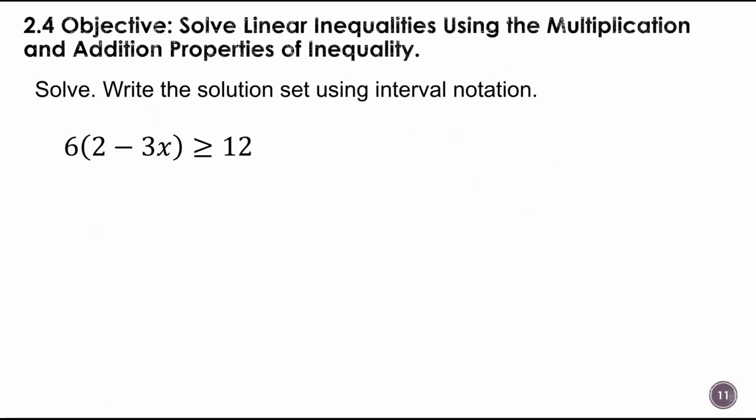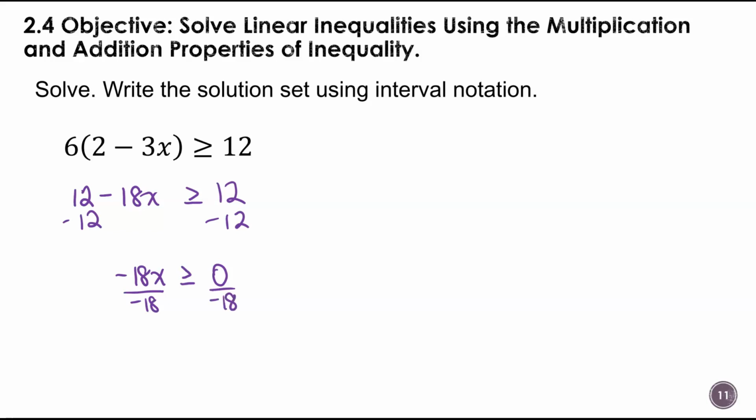All right, so let's solve this, and notice we have parentheses in here, so we use the distributive property. This is going to be 12 minus 18x is greater than or equal to 12. And then to solve, we're going to subtract 12 on both sides. Negative 18x is greater than or equal to 0. I like to throw some in with zeros so you make sure that you know how to work with those. Notice on this one I said to solve and write the solution set using interval notation. So I didn't actually say to graph, but sometimes it's a good idea to graph.